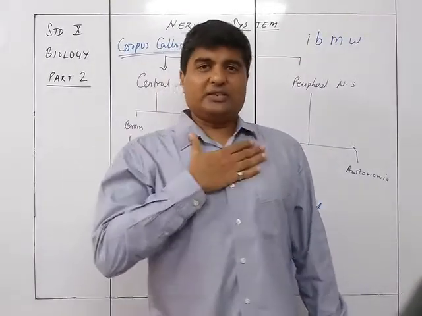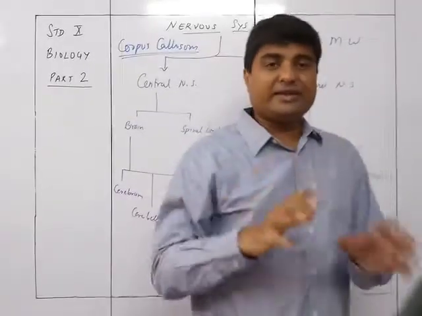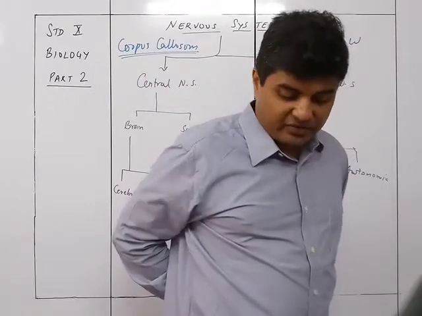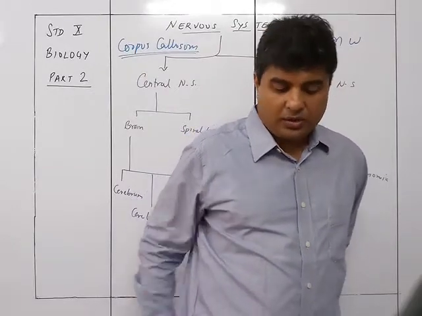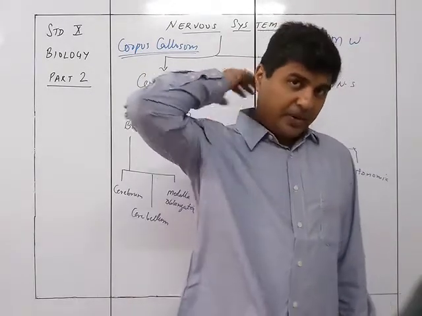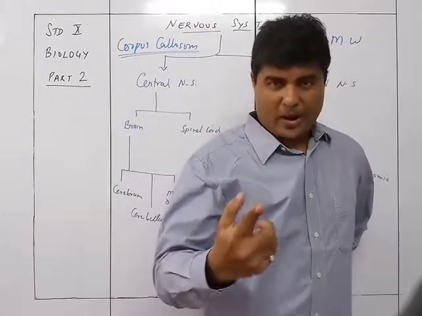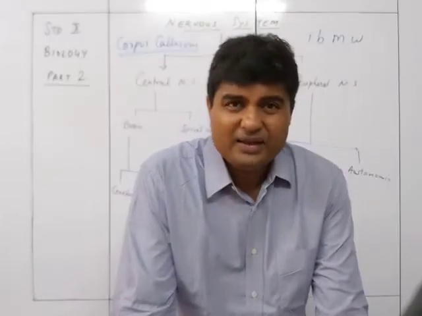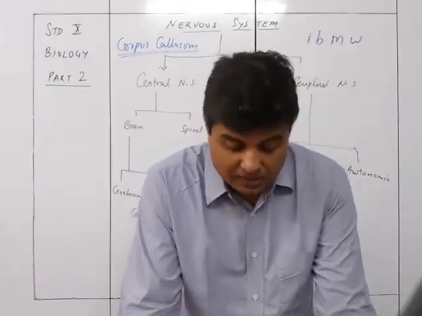12 in the thorax region, on the back side, there are 12 of them. Then 5 pairs in the lumbar region, 5 in the sacral region and 1 pair in the coccyx. So in this way it is 8 plus 12 plus 5 plus 5 plus 1, which is 31 pairs of spinal nerves.